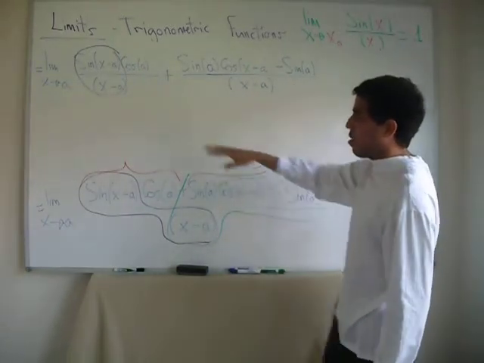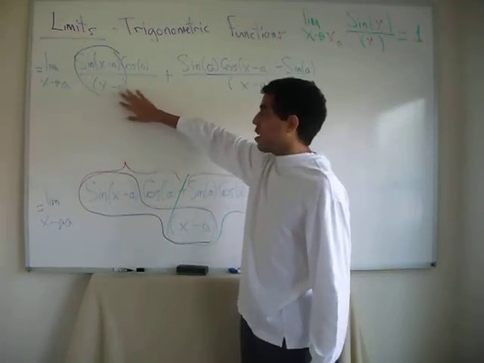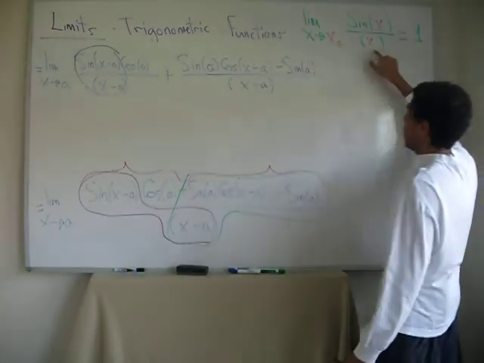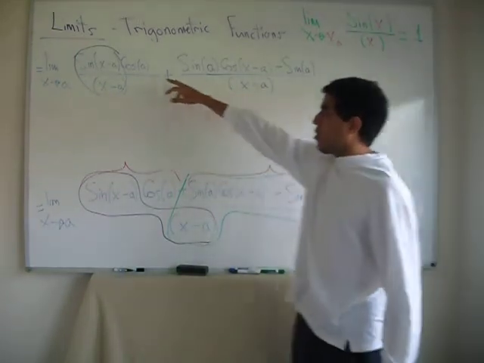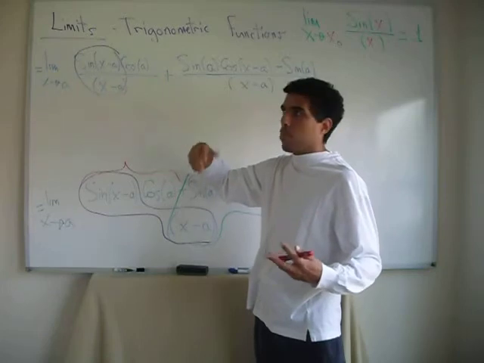Now, on the first part, we're pretty much done with the indetermination. Like I said, this is 1 because of this property, and cos of A is a constant. A is a real number. It's stated at the beginning of the problem.